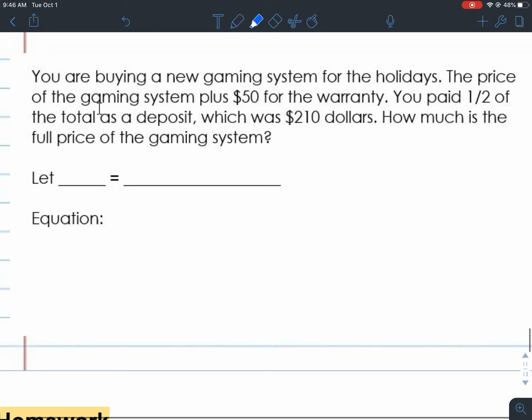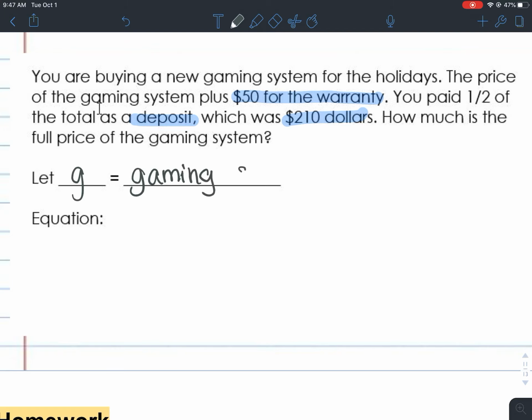Okay, the last one. You're buying a new gaming system for the holidays. The price of the gaming system is unknown, plus $50 for the warranty. You paid half of the total as a deposit, which was $210. How much is the full price of the gaming system? So the unknown for this would be the gaming system price. We'll just do G for gaming system price.